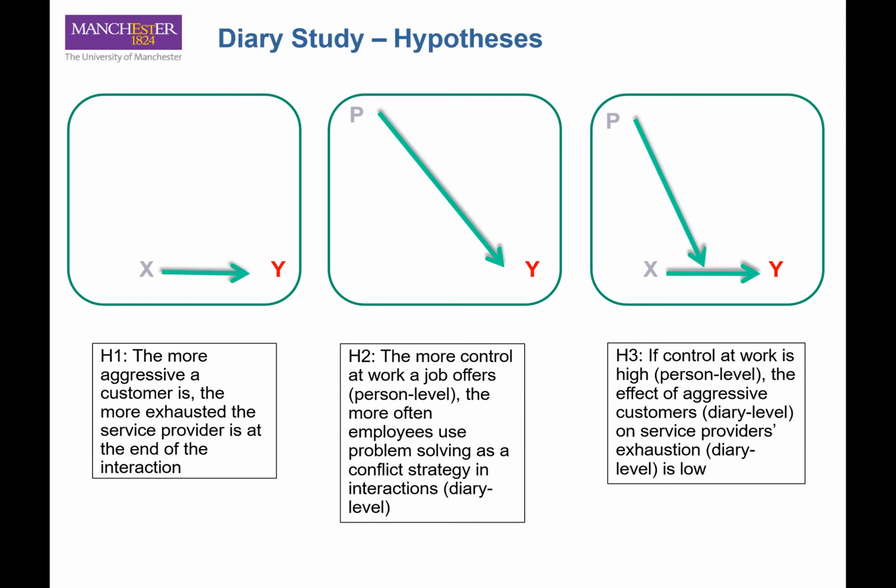For hypothesis 3, if control at work is high, that is at the person level, the effect of aggressive customers, that is at the daily level, on service providers' exhaustion is low. So you can see the moderating effect of control at work, from the person level, affecting the relationship between the effects of aggressive customers, at the diary level, and the service provider's exhaustion level, also at the diary level. So as you can see, this is a truly multi-level model design.